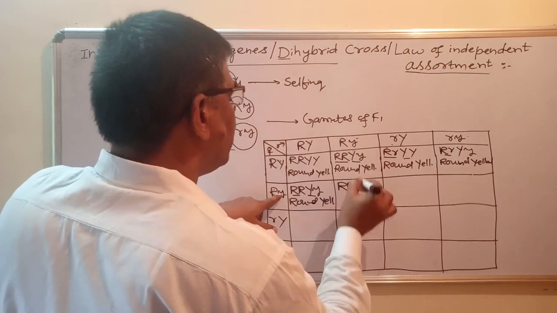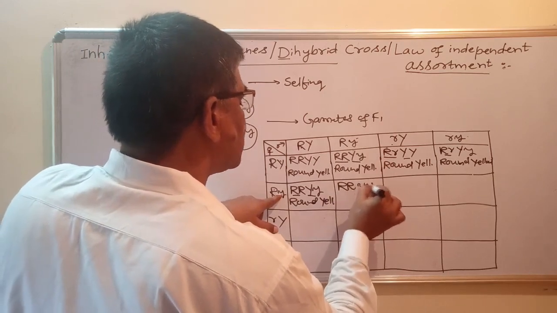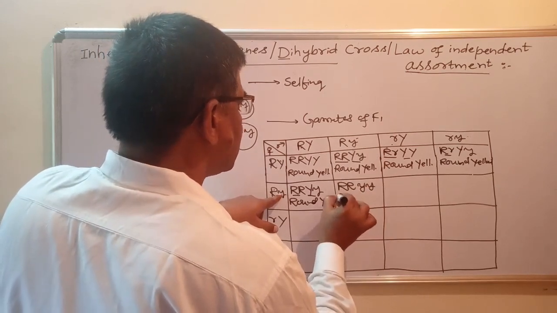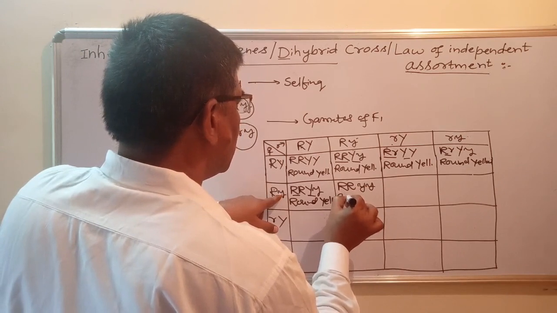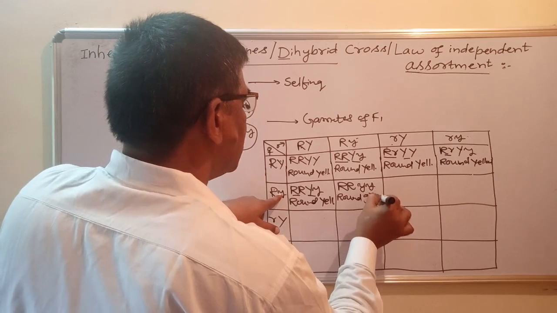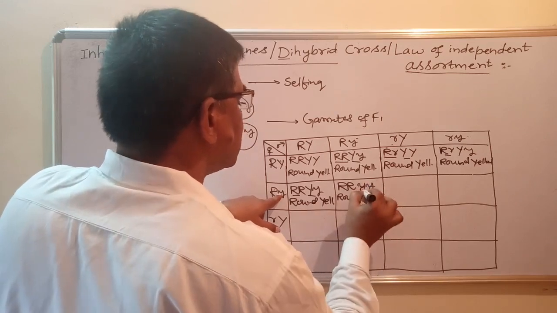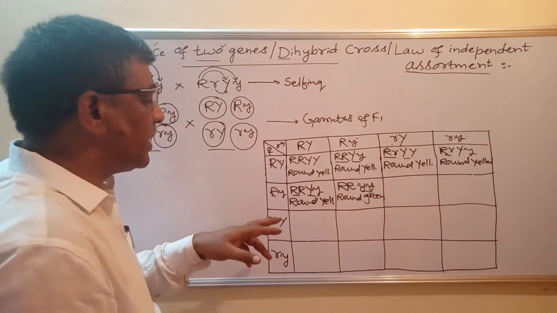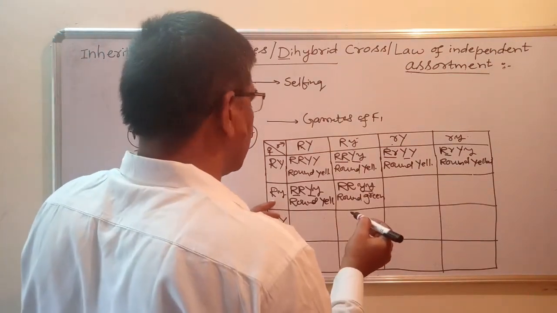And this capital R, capital R. Okay, this small y, small y. Two small y's are there. Therefore this is a round green color. This is round green. Since two small y are present, therefore it is green in color.